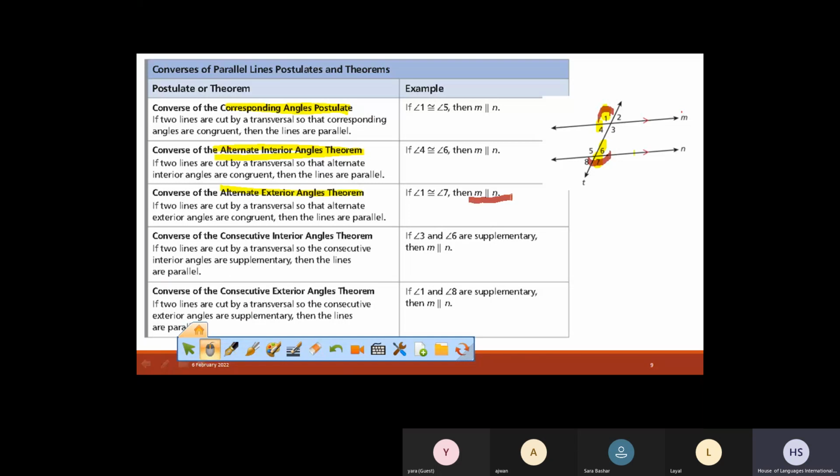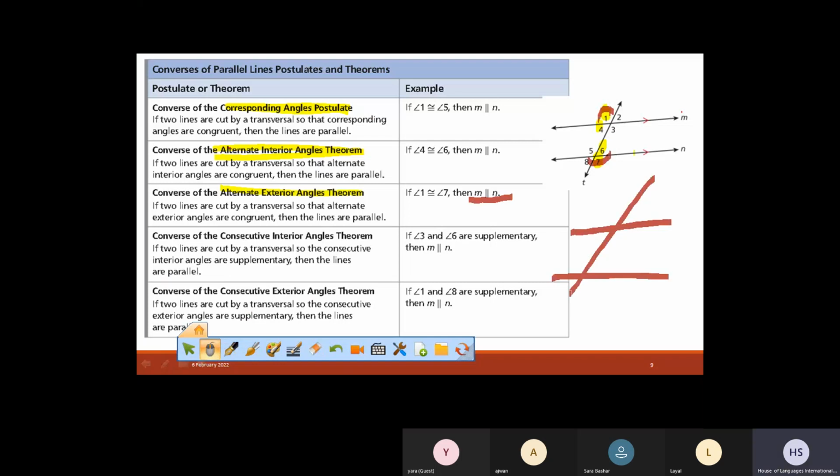This is the opposite of what we talked about on the earlier one. Is it clear? Right. Now, number 4, the consecutive interior angles. The same thing. We have two lines, and I don't know if they are parallel or not. I have this transversal line that cuts them.